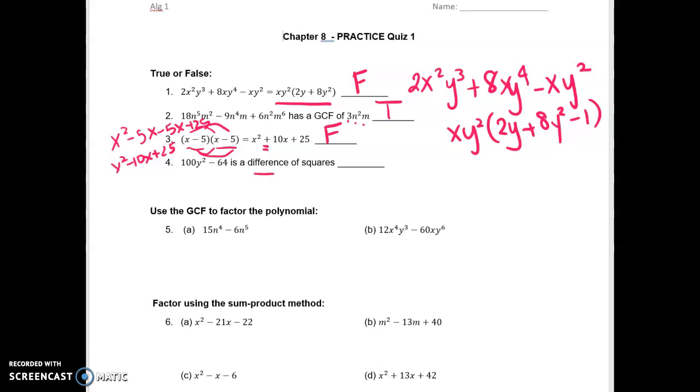Number 4, is this a difference of squares? It's a difference because there's a minus sign. Is this a perfect square? Well, yes, because 100y squared is 10y squared, and 64 is 8 squared. So yes, that is true.